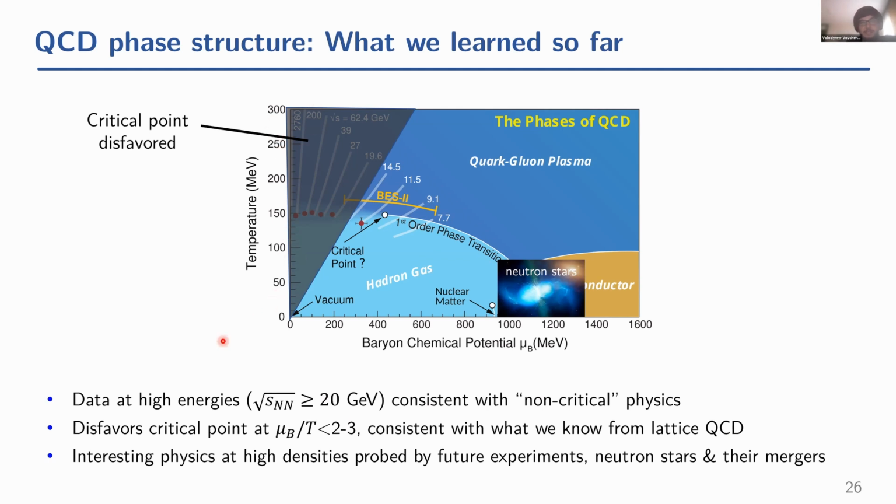But interesting physics at high baryon densities will be probed by future experiments and by future data. Intriguing hints from HADES, for example, and from 3 GeV, and even from this excess of correlations from the beam energy scan that I also described. So these are all interesting, intriguing hints, which might be consistent with a critical point. We will see.